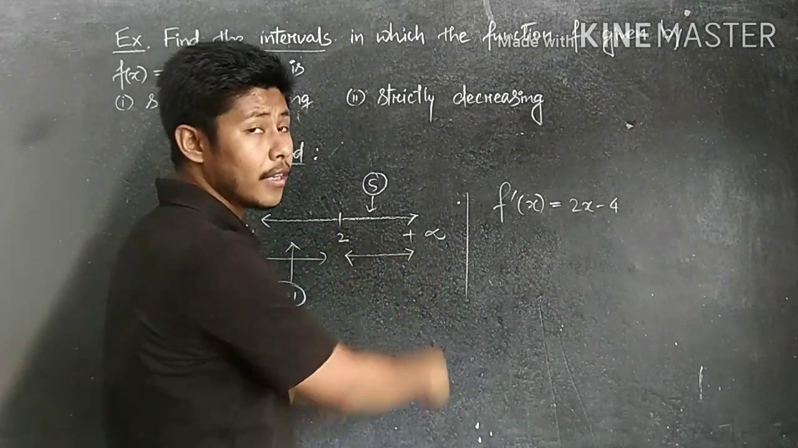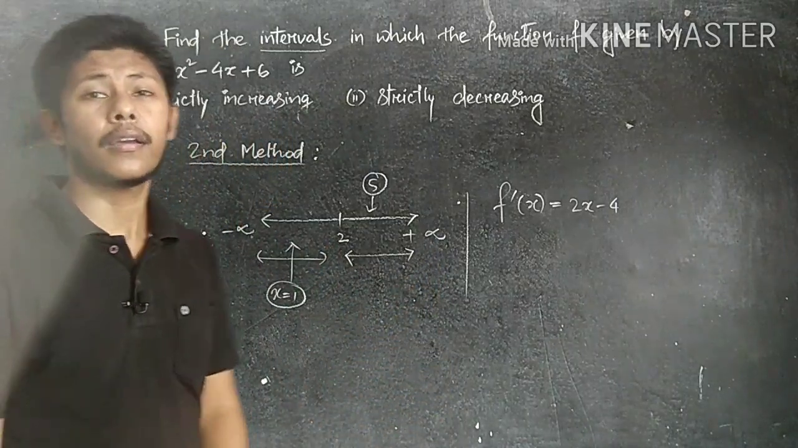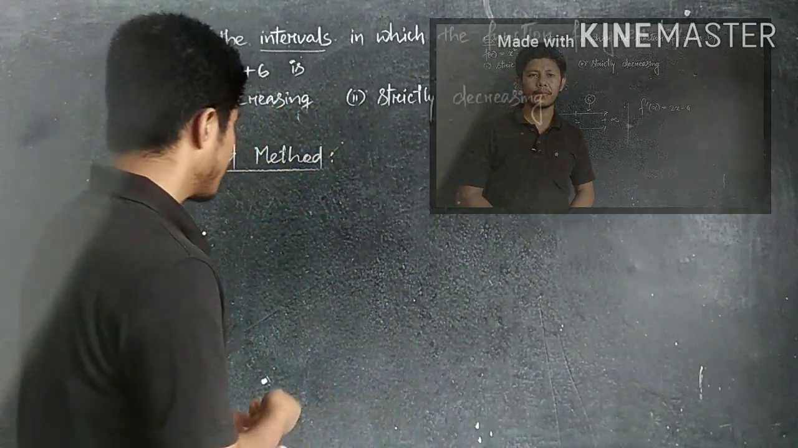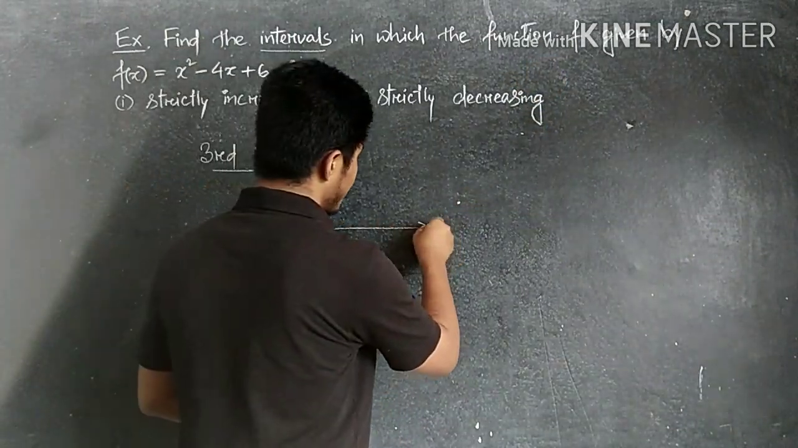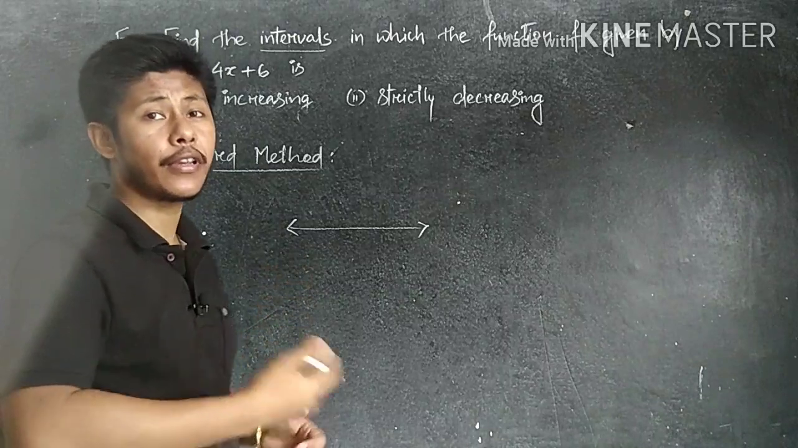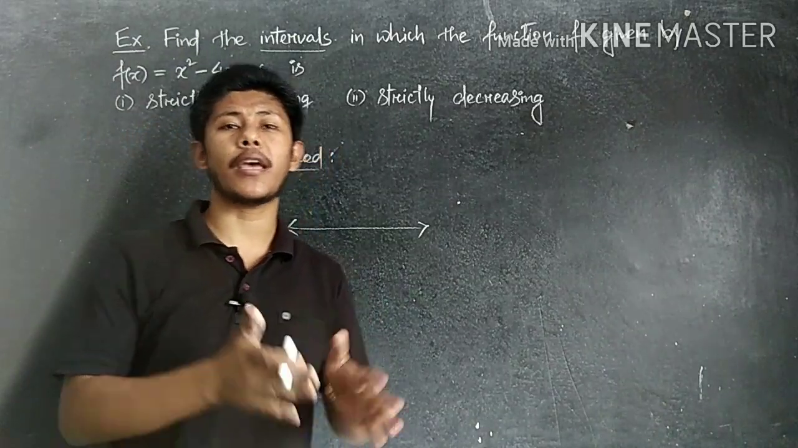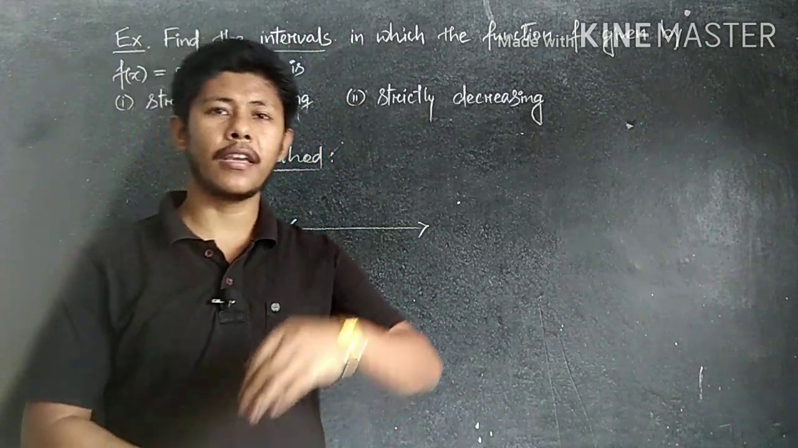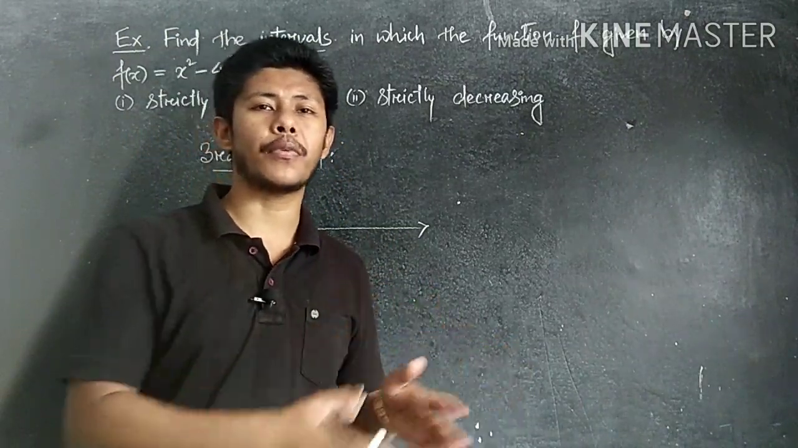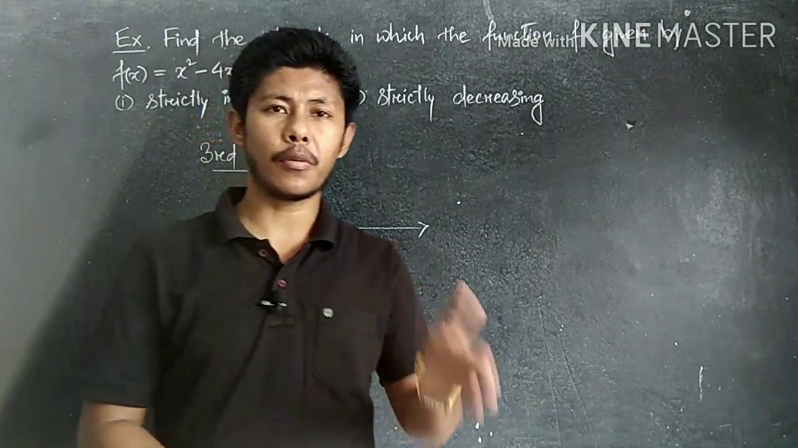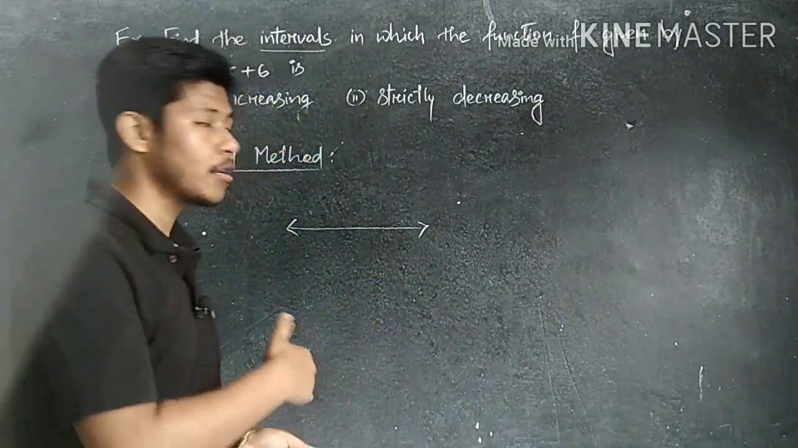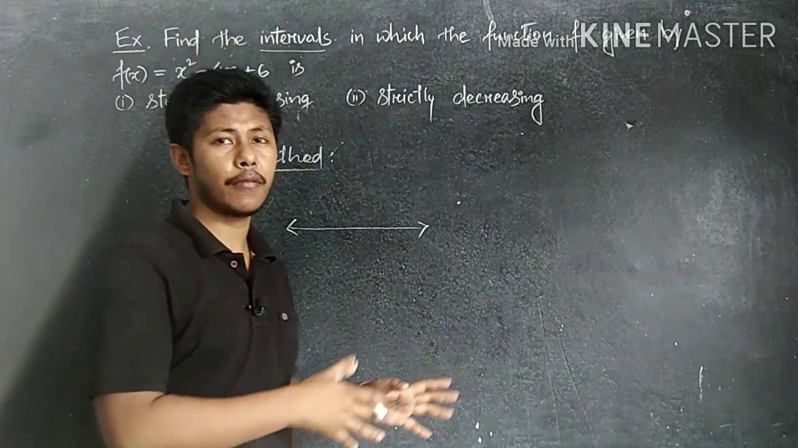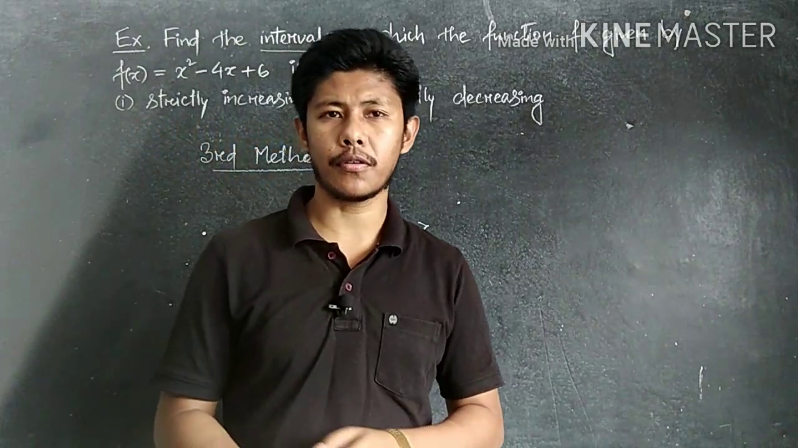From 2 to infinity, it is strictly increasing. Is it clear? So this one is the second method. In the third method, again if you see the number line, up to the critical point or stationary point, that means f dash of x equal to 0, and from there we have to find the value of x. After that you can use any one method. It is not compulsory to choose any one; you can use any one of these three methods.